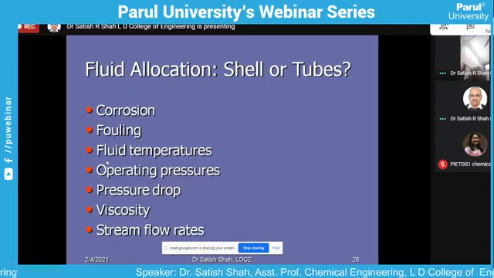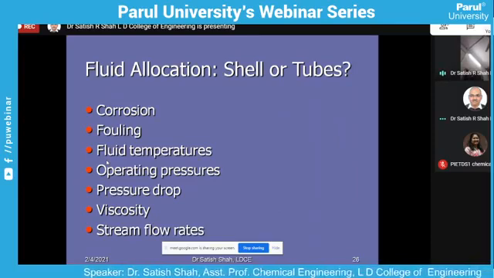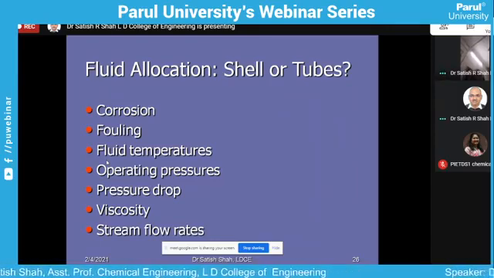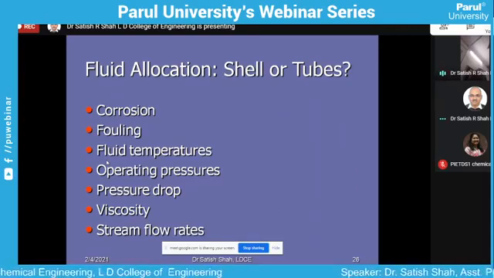Okay. Now see, before starting the design, suppose somebody tells you that I want to do the process design of shell and tube heat exchanger, and for that I have some process fluid. I want to heat it or cool it, whatever it is. So immediately you should take a decision on which fluid you will put on which side. All right. So there are various criteria. I'll tell you only one criterion and then we'll go further.